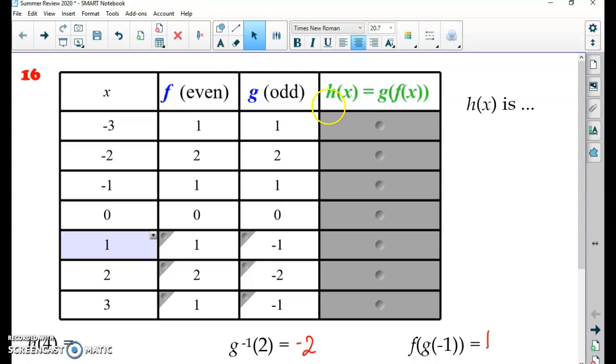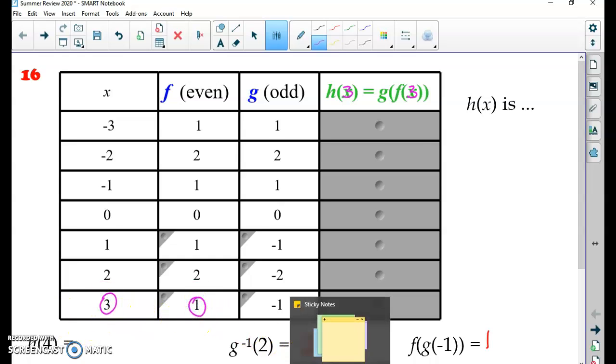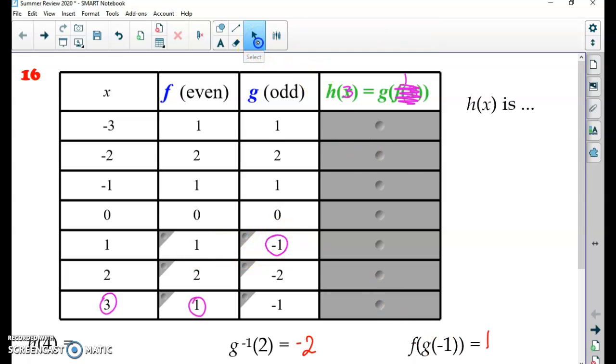H of x is function composition, and the best way to do that one is to actually run through the process of what the composition looks like. So if we're plugging in a 3 for x, start with f of 3. F of 3 becomes 1. So now this whole part inside here is really a 1. G of 1 is going to be -1. So my answer here should end up being -1.